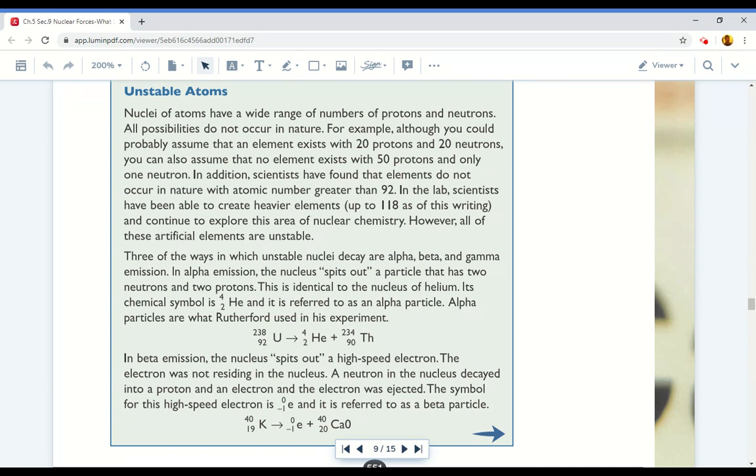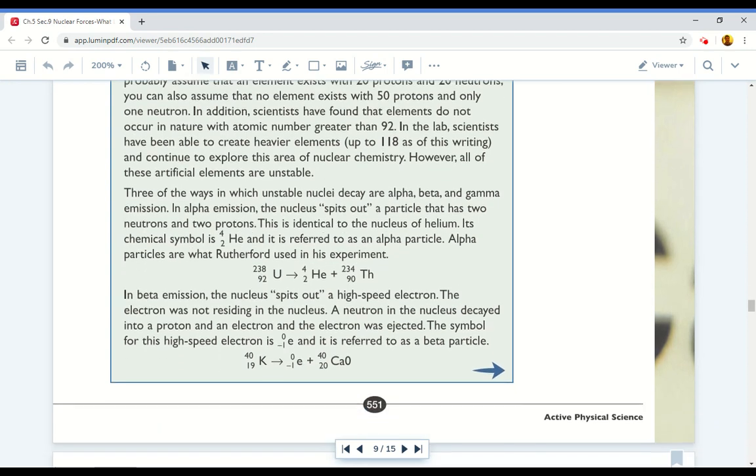In addition, scientists have found that elements do not occur in nature with an atomic number greater than 92. In the lab, scientists have been able to create heavier elements up to 118 atomic number as of this writing, and continue to explore this area of nuclear chemistry. However, all of these artificial elements are unstable.